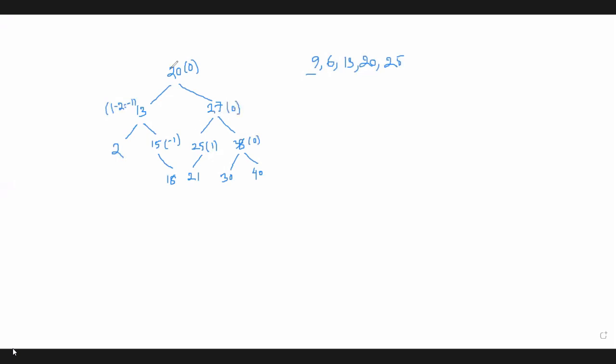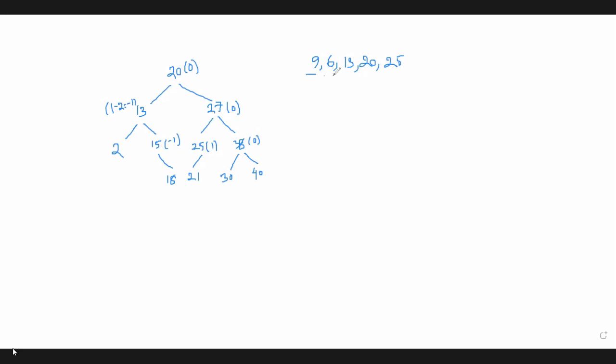For the root node 20, in the left subtree the height is 3. And in the right subtree, the height is also 3. So the balance factor is 0. That means after deleting another node from the tree, it's still a balanced tree. So we can call it an AVL tree.